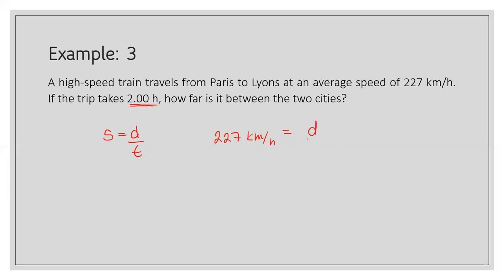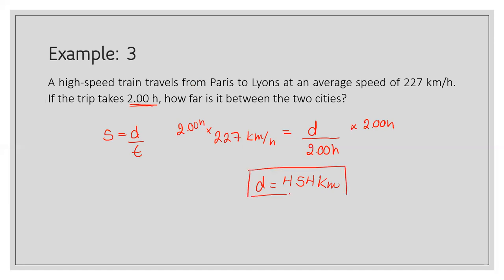And then we have distance between the cities. Time is 2 hours. To rearrange, multiply by 2 hours on both sides. And the distance between the two cities is equal to 454 kilometers. 3 sig figs everywhere, so we just keep our answer at 3 sig figs. So just some simple rearranging. Those are the most basic questions. This is basically grade 10 science covers this whole section.